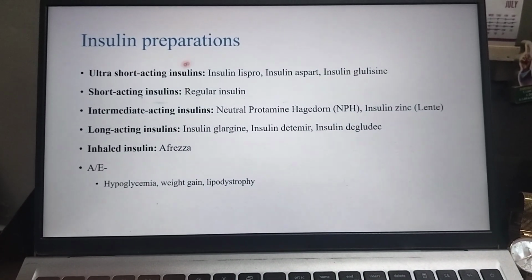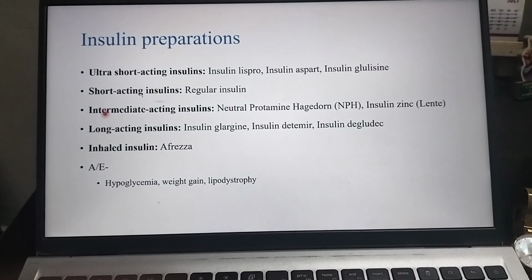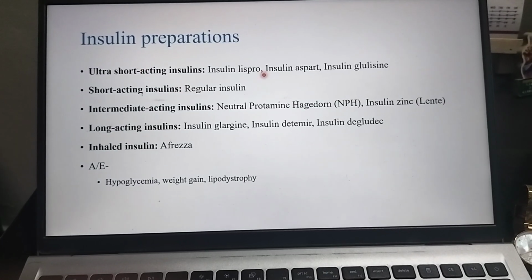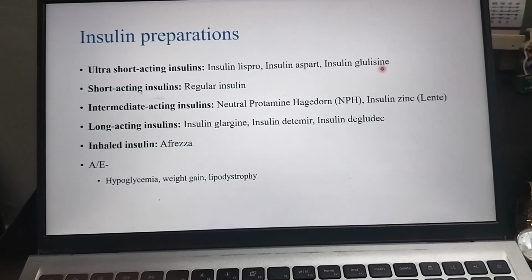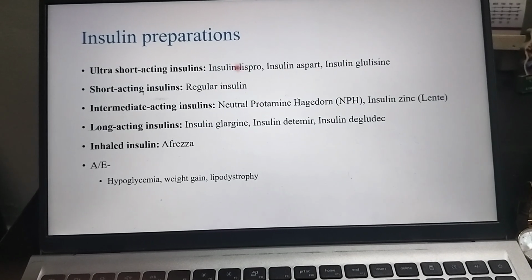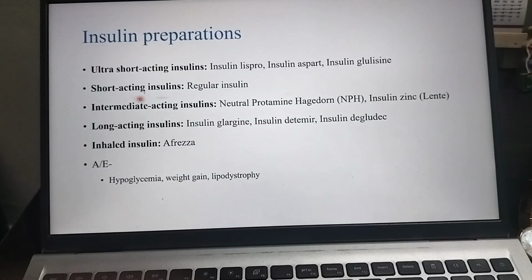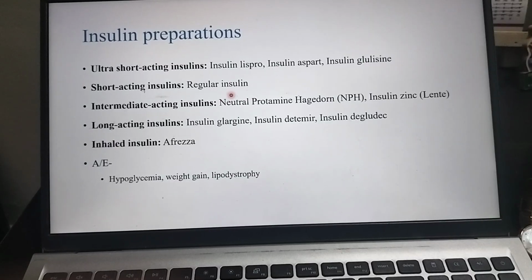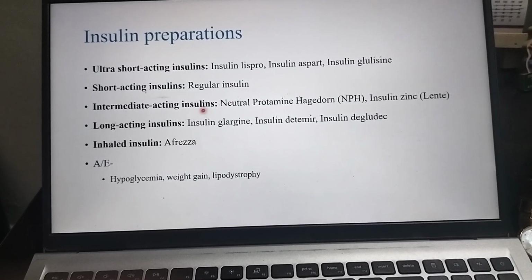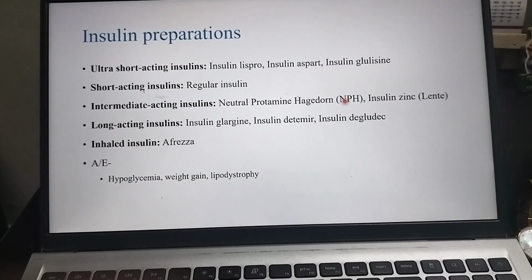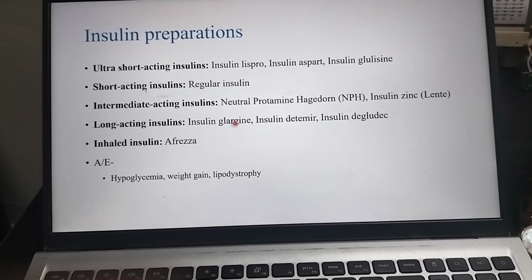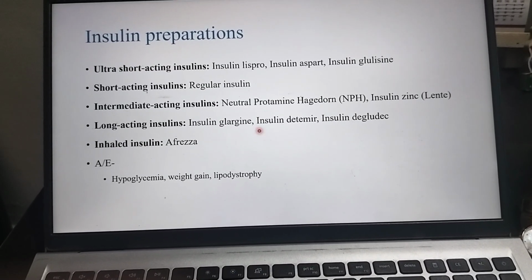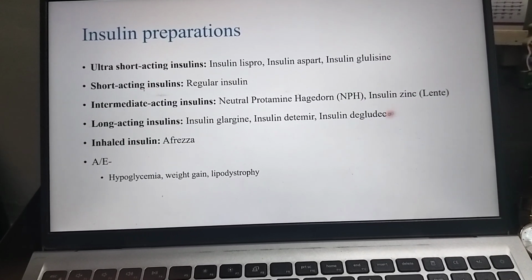So we have the insulin preparations: ultra short acting, short, intermediate, long, and inhaled insulin. That is the new one, Afrezza. In case of ultra short, we have Lispro, Aspart, and Glulisine. Then short acting is regular insulin. Regularly we give short acting insulin. Intermediate acting insulin: neutral protamine Hagedorn, NPH insulin, and insulin zinc, that is Lente. Long acting insulin is insulin glargine, also insulin detemir, and insulin degludec.